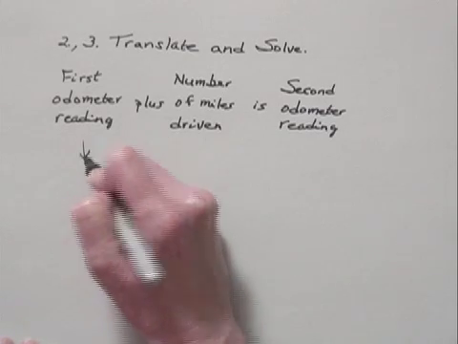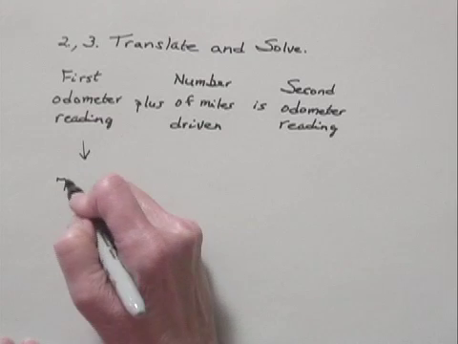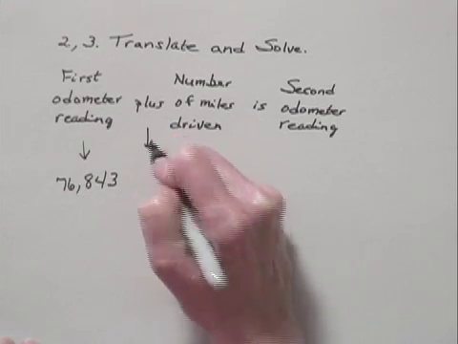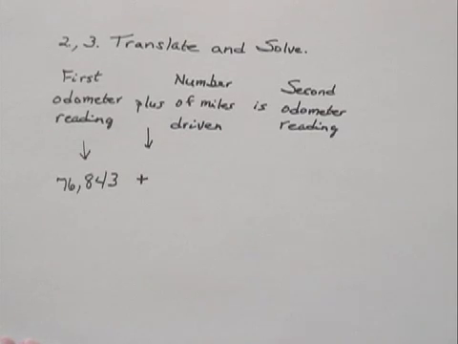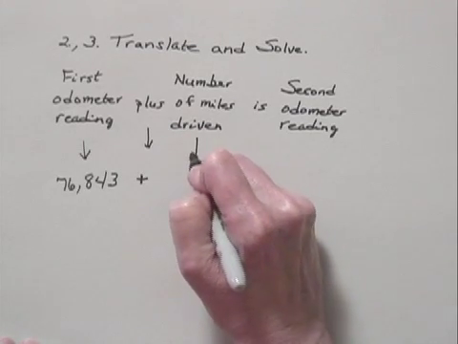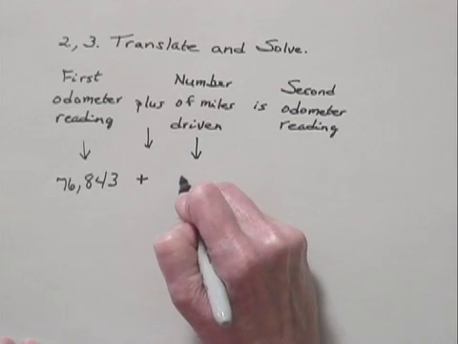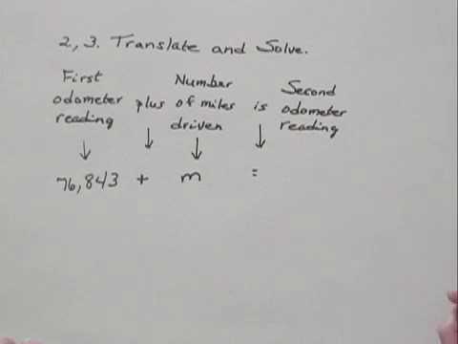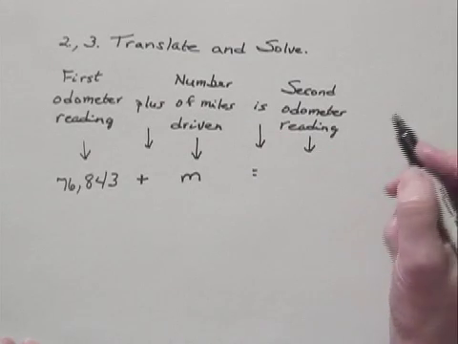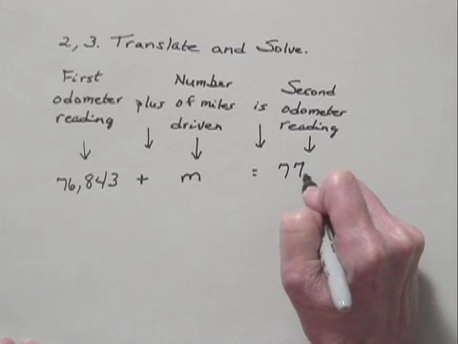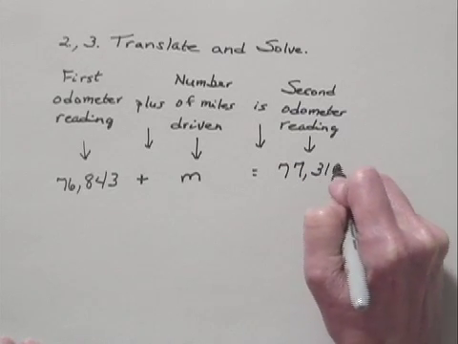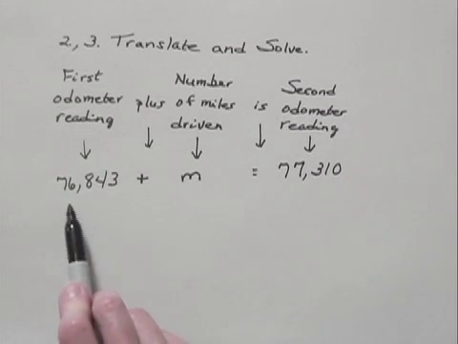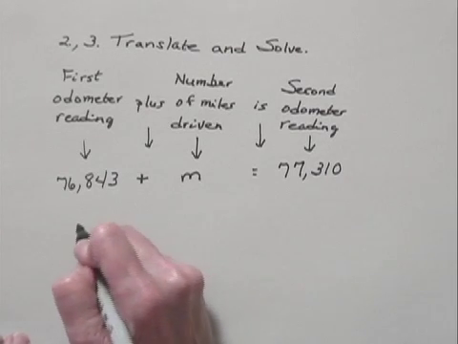We were told that the first odometer reading was 76,843 miles, plus just translates to the plus symbol. The number of miles driven is what we're trying to find, and we've called that m. Is translates to equals, and this would be the second odometer reading, which we were given in the statement of the problem, 77,310 miles. Now, to solve this equation, we subtract 76,843 on both sides.